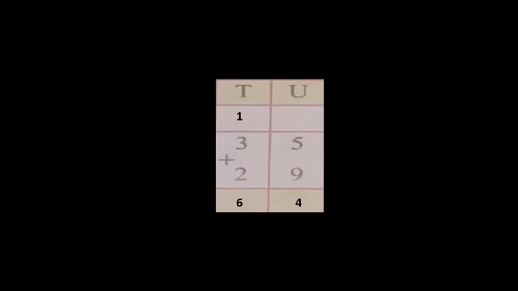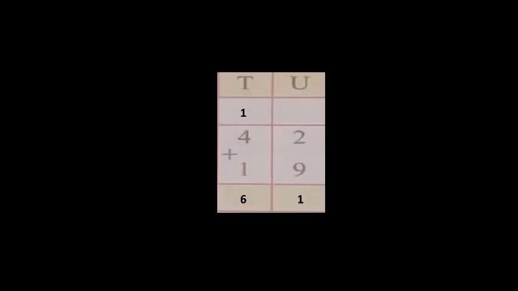Next, 35 plus 29. 5 plus 9 is 14. Let's carry 1 in the tens place and write down 4 in the units place. Now, 3 plus 2 is 5, including 1 which is carried over, we get 6. So the answer is 64.